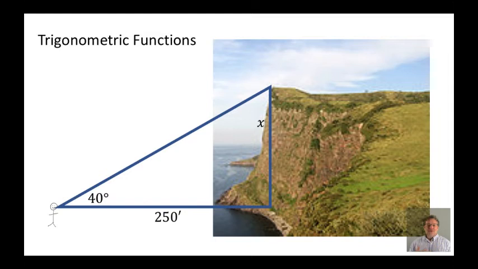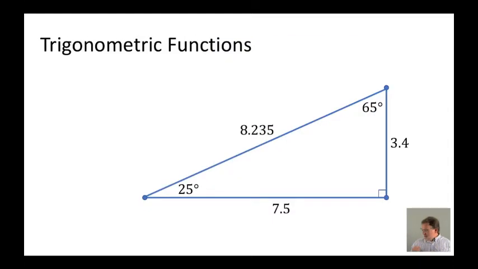Here's another example of a right triangle. I've just extracted it and written it on a sheet of paper here. This is a different triangle than the one that we saw on the previous slide. This one has a hypotenuse of 8.235. It's obviously a right triangle, with the right angle on the opposite side of that, just to the upper left of my head here. It's also got two legs of the right triangle. Remember, we call these things legs: 3.4 and 7.5.